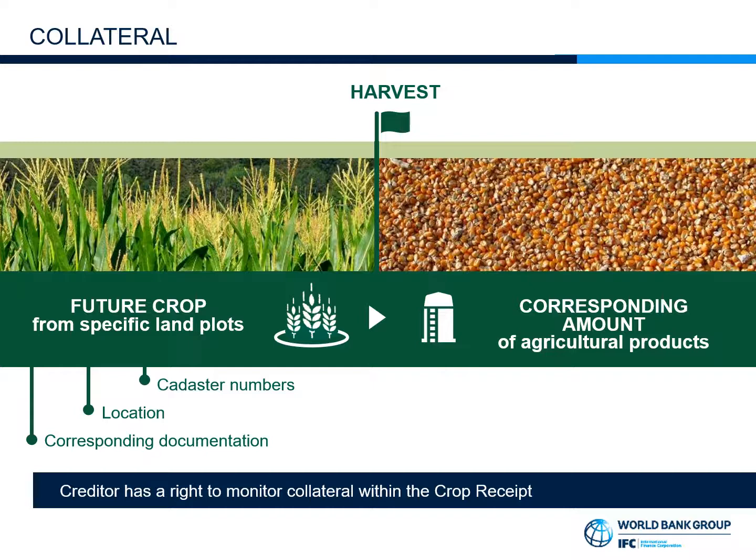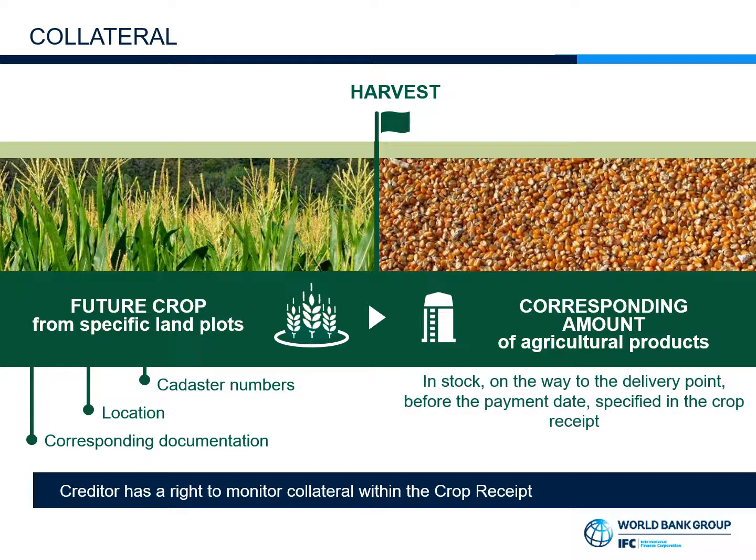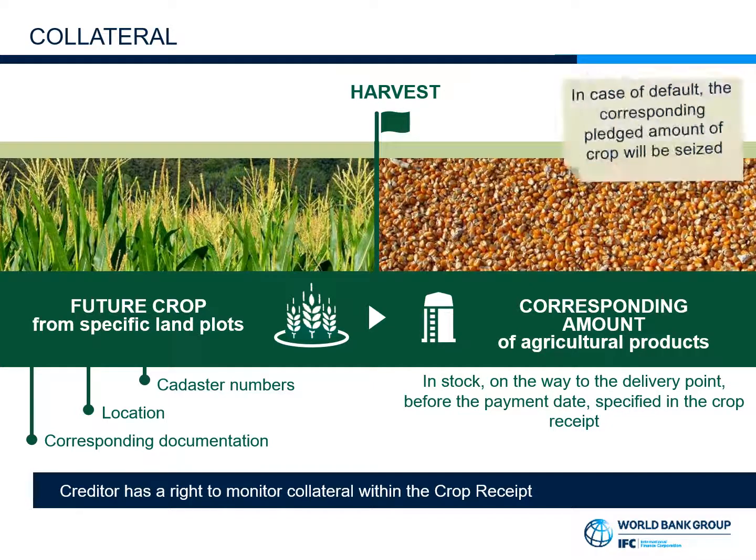The collateral within a crop receipt is defined throughout the agricultural cycle. Thus, before harvest, the future crop from the specific land plots is pledged. After harvest, the collateral is the corresponding amount of the crop in the warehouse or silo. In case of enforcement, the bailiff does not need to prove the crop origin, but can seize a certain quantity of the farmer's crop within the requirements in the crop receipt. The creditor has a right to monitor collateral within the crop receipt. This can help to ensure successful enforcement in case of the farmer's default.